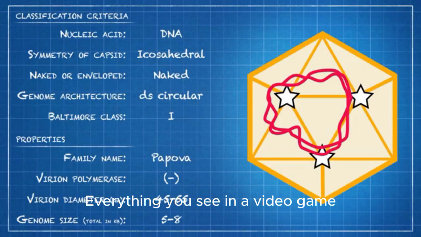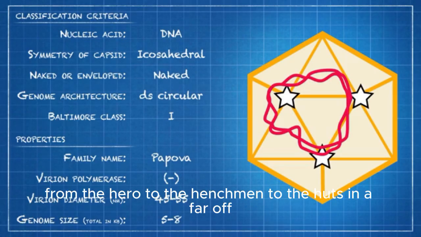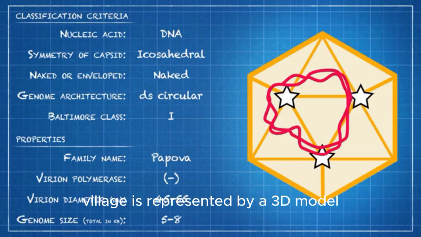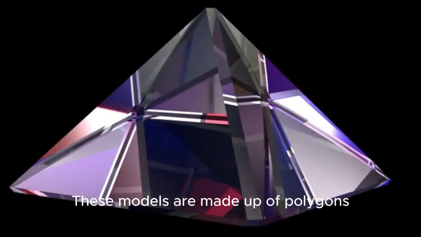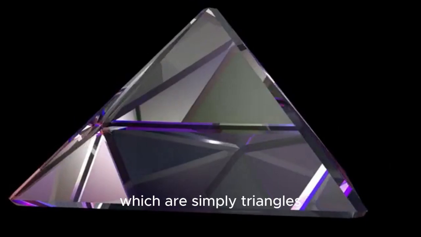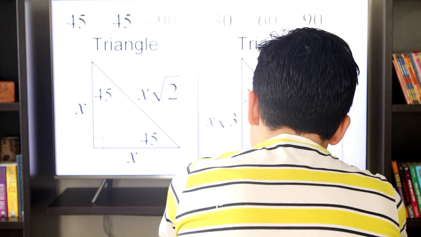3D models are exactly what they sound like: three-dimensional objects that can be manipulated in a game engine. Everything you see in a video game, from the hero to the henchman to the huts in a far-off village, is represented by a 3D model. These models are made up of polygons, which are simply triangles. Yep, everything you see is made up of triangles. It's kind of crazy when you think about it.